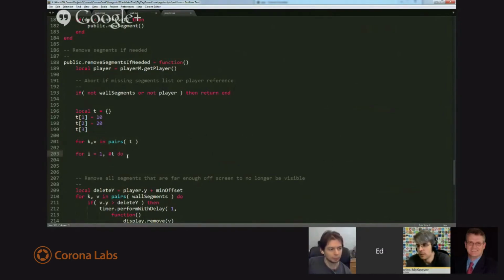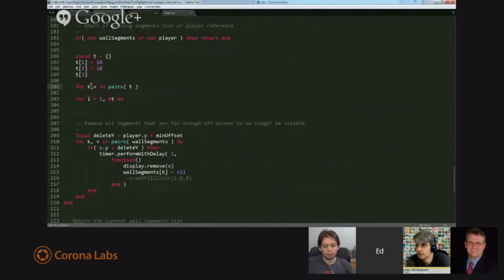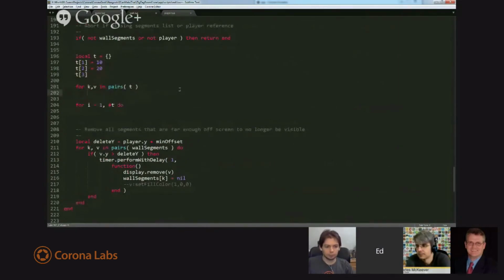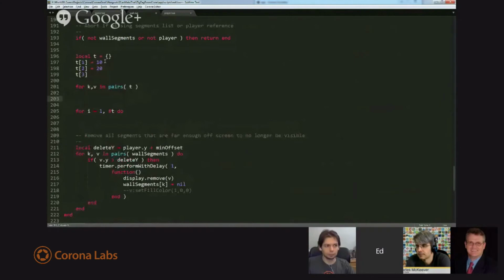Okay. So at some point, T1 is going to be the key, and 10 is going to be the value. That's right. At some point, k is going to contain 1, and v is going to contain 10. Or k will be 2, and v will be 20.